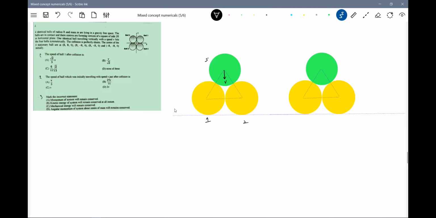No need to show all of this, but in calculations you have to include all. So this angle should be 30 degrees, no doubt. This angle should be 30 degrees. Theta will write it. I'll extend this line.